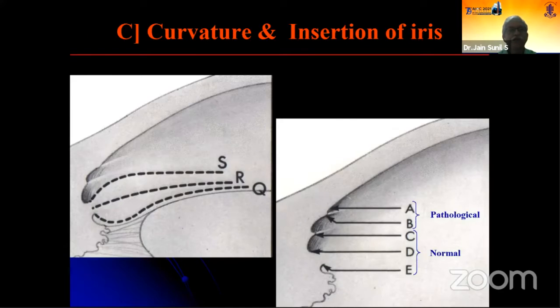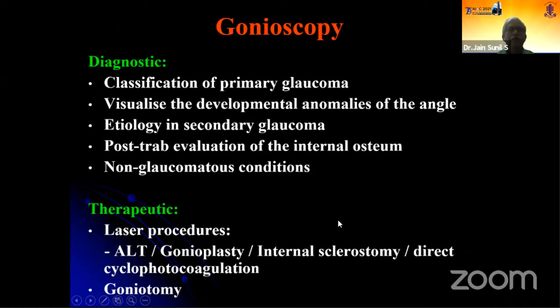Also, you need to look at the peripheral iris. This is how a normal regular curvature of the iris is seen. If it's a bit convex, it could be a pupillary block glaucoma. If it's concave, it is usually seen in either pigmentary glaucoma or aphakic glaucomas. Also, in juvenile glaucomas, you will see more of an anterior insertion of the peripheral iris. So gonioscopy is not only essential for diagnosis, but it is also used for therapeutic purposes.